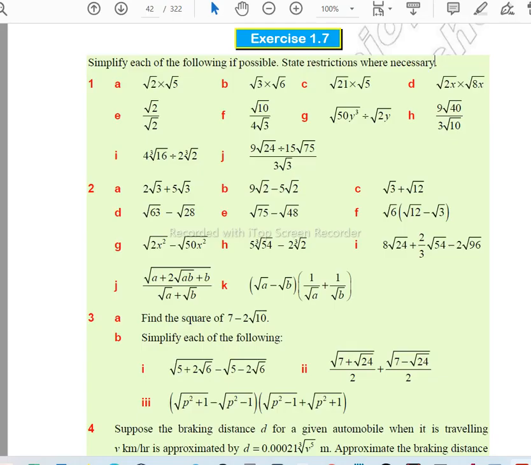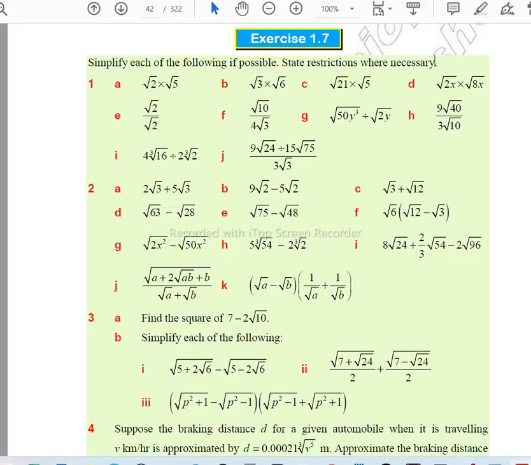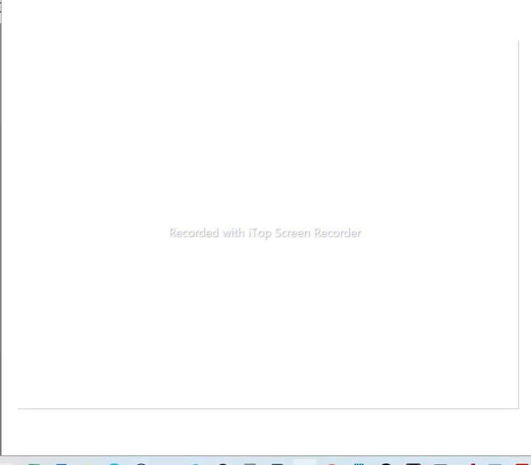Okay, the next question says 9 square root of 40 over 3 square root of 10. This is a very simple question. Let us do it together. The question says 9 square root of 40 over 3 square root of 10. So to simplify this, 9 square root of 40 over 3 square root of 10. I think the question is like this.